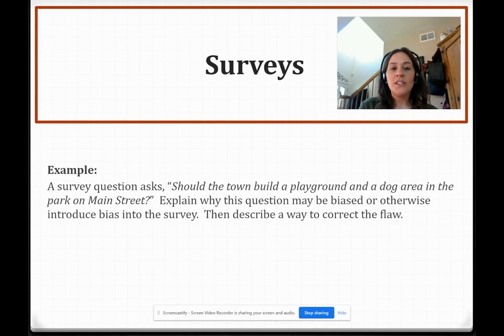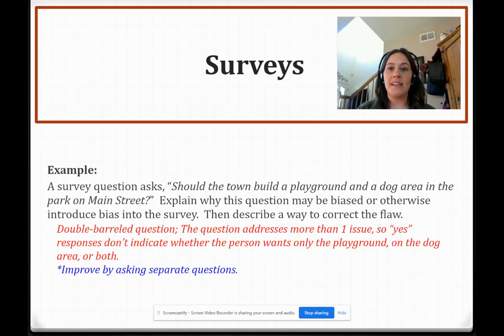All right, so in this particular question, I could say that it's double-barreled. The question addresses more than one issue, so yes responses don't really indicate whether the person wants the playground or the dog area. Maybe they want both, but I can't really tell by someone simply saying yes. I could improve this survey question very easily by simply breaking it up into a couple different questions.